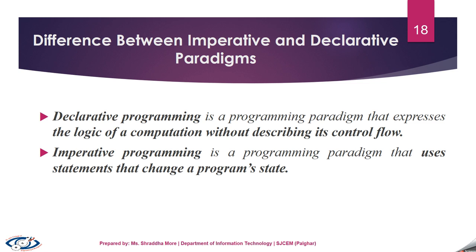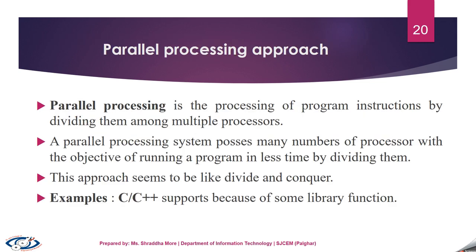So this is a basic difference between imperative and declarative paradigms. In the previous slides, I told you imperative paradigm follows parallel processing approach and declarative paradigm follows database processing approach. Okay, so now let's understand what those two terminologies are, that is parallel processing and database processing. Parallel processing is the processing of program instructions by dividing them among multiple processors.